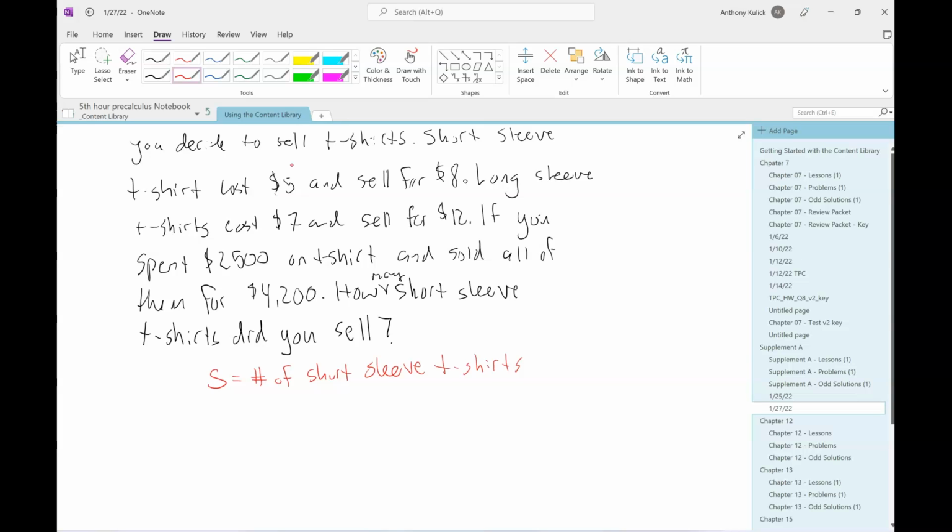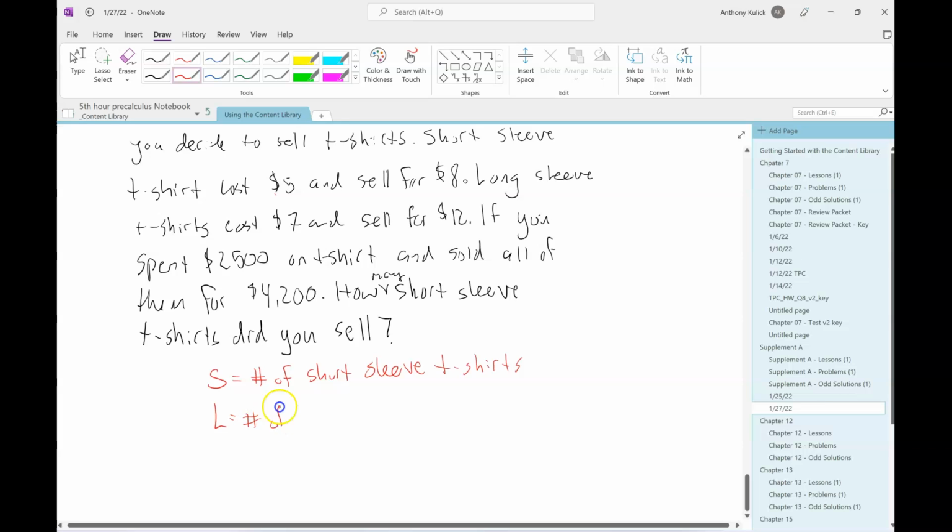So let's think about what's going on, right? We've gone out and we've bought some short sleeve t-shirts, and we buy some long sleeve t-shirts, and we spent $2,500 doing that, right? And then we sold these short sleeve t-shirts and long sleeve t-shirts for a profit, and we sold them for $4,200. Yeah, it's going to be the number of long sleeve t-shirts is the other piece we need, because we need to know that in order to come up with the 2,500 or the 4,200. Everybody's okay with that idea?